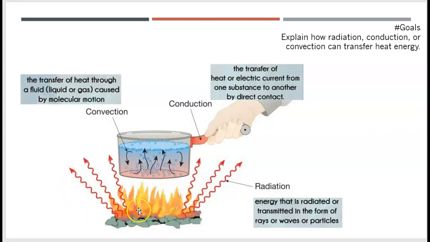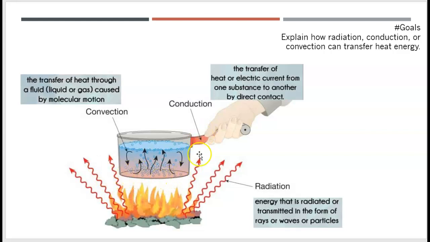So we can have something like a fire. Fire puts out heat, and that heat can move to other locations, but it can be absorbed by something like a pot, as we see here. It's moved from the source, the fire, to the pot through radiation. Radiation is energy that's radiated or transmitted in the form of rays, waves, or particles. This is when you go out in the summer to sit in the sun and say, I'm soaking up some rays. You are soaking up radiation from the sun. So that's the term radiation.